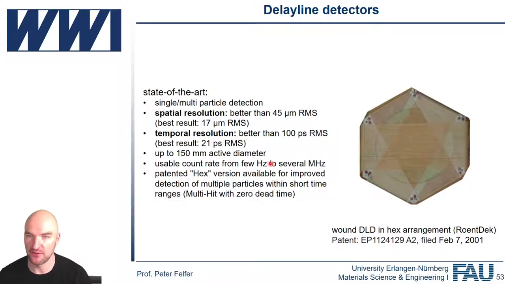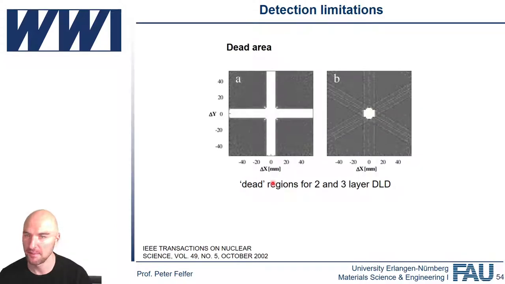Good, so what is the state of the art with the delay line detectors? We get single and multiple particle detection, we get spatial resolution of better than 45 microns, so about 20 microns is fine these days, and we get about 100 to 200 picoseconds temporal resolution. This is standard.